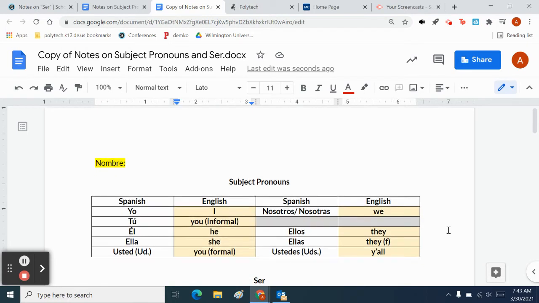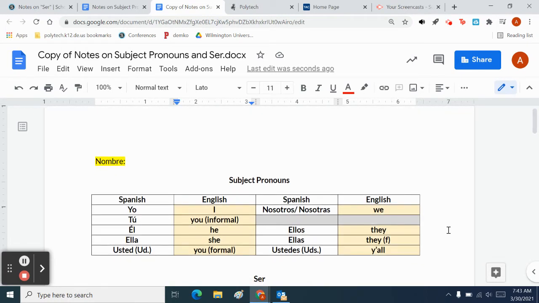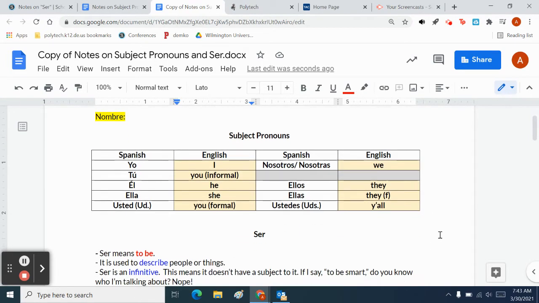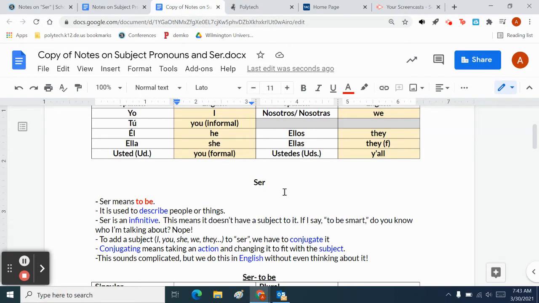So if we want to describe other people besides ourselves, we need to use the verb ser. And so the verb ser means to be. We use this verb in English all the time, right? I am funny. You are nice. He is tall. She is smart. We are short. They are studious. Y'all are lazy, whatever it is. We use it all the time in English. It's used to describe people or to describe things.